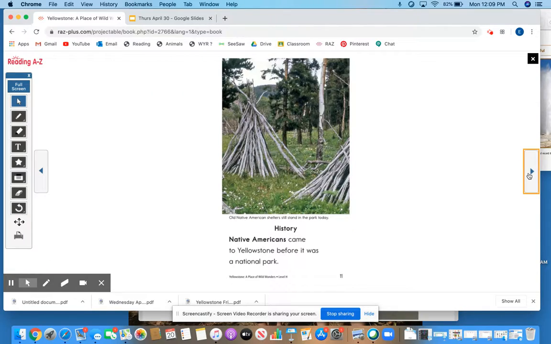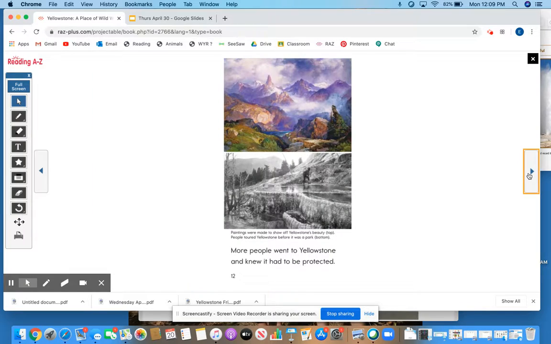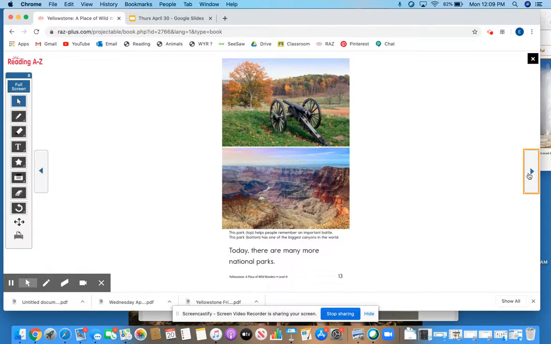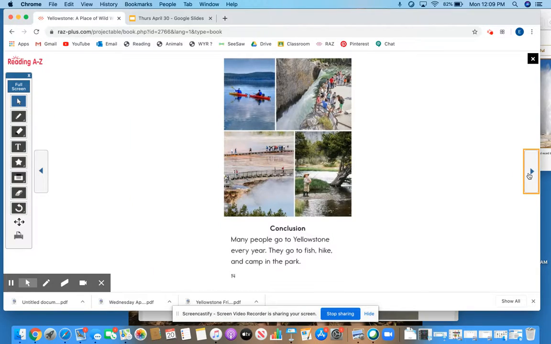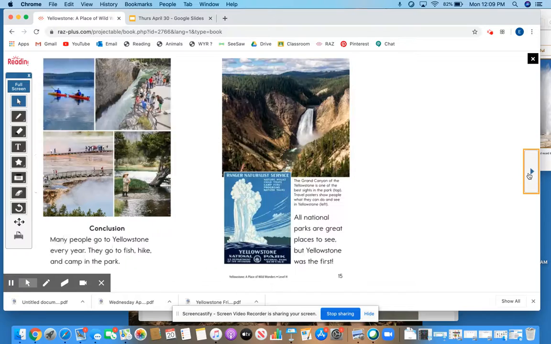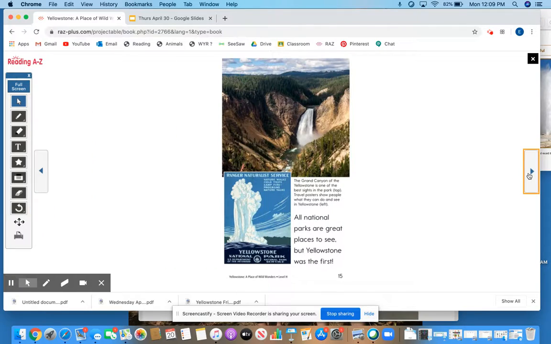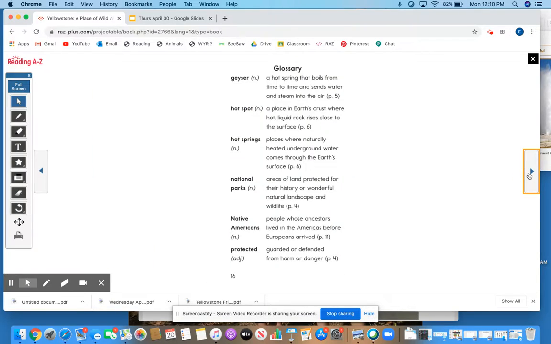History. Native Americans came to Yellowstone before it was a national park. More people went to Yellowstone and knew it had to be protected. Today, there are many more national parks. Conclusion. Many people go to Yellowstone every year. They go to fish, hike, and camp in the park. All national parks are great places to see, but Yellowstone was the first. And there is our glossary.